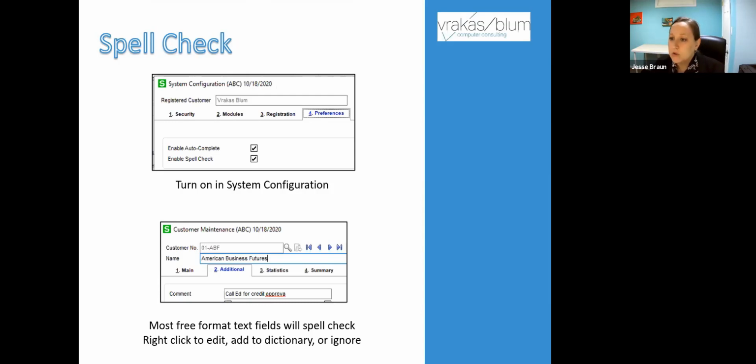And it's just a normal spell check. You can right click on that word to edit and choose from a suggested list of words. You can add that word to your dictionary so that it never pops up again for you, or you can just ignore it. So spell check is a feature that is available with those newer versions.